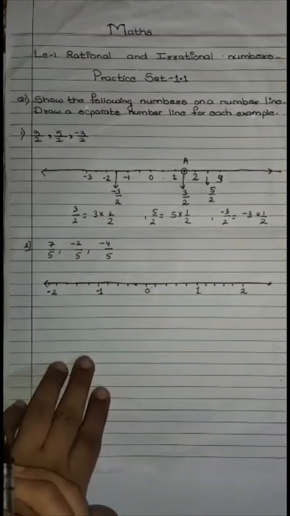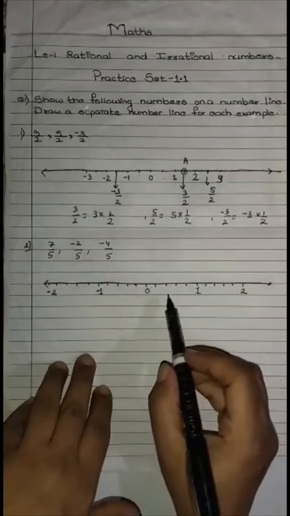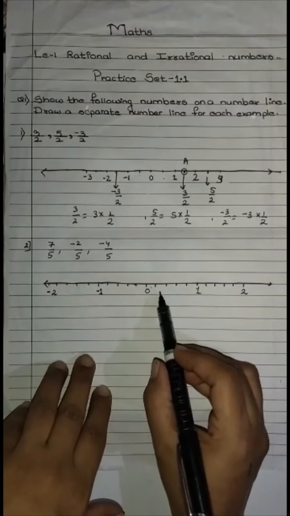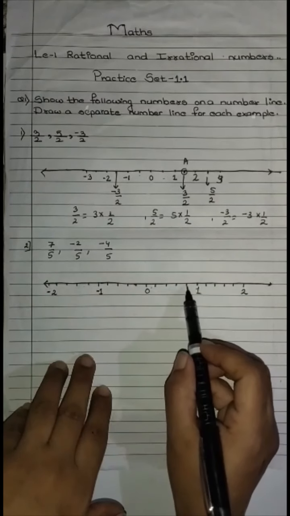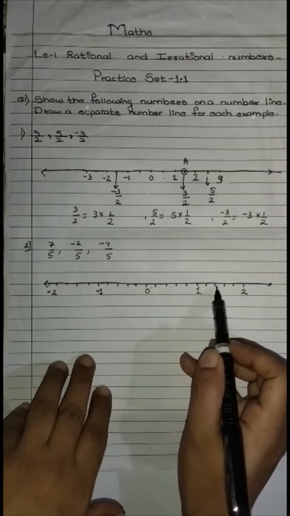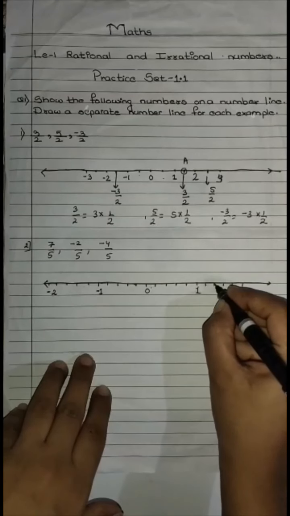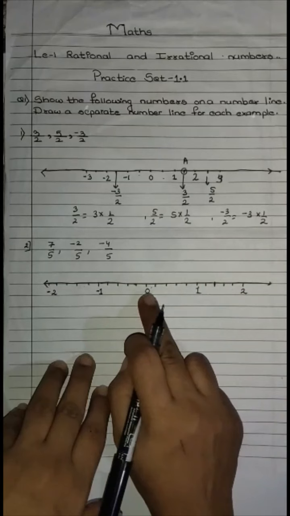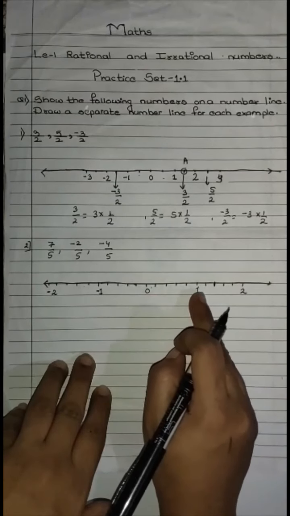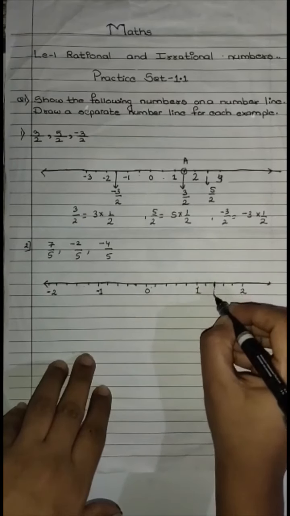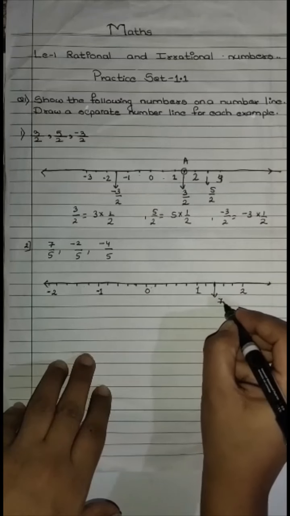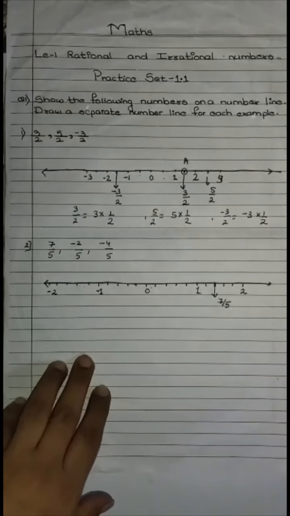Now 7 upon 5 means you have to count the parts. 1, 2, 3, 4, 5, 6, 7. This is your seventh point from 0. 1, 2, 3, 4, 5, 6, 7. This is your 7 upon 5. Okay?